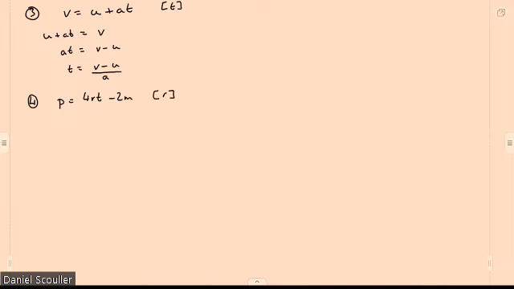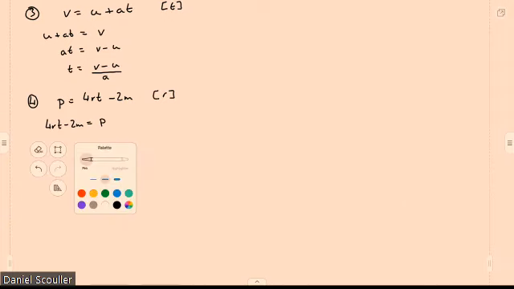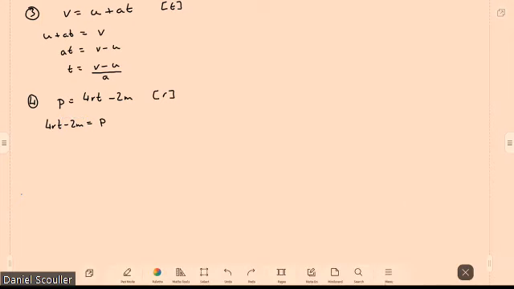P equals 4RT minus 2M. Flip it round. I want to isolate the R. First thing I'm going to move is that minus 2M across. Now, I'm moving that whole thing, so even though it means minus 2 multiplied by M, I'm moving that as a whole. So that minus 2M becomes positive 2M at the other side.